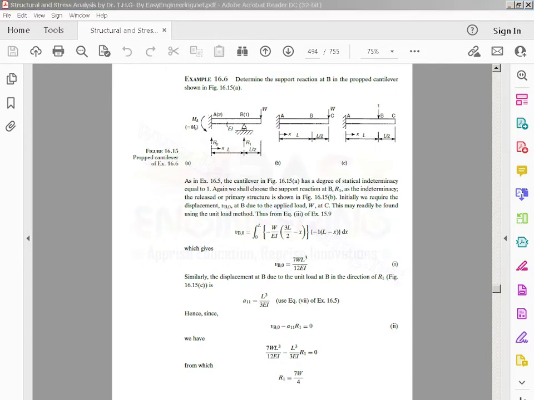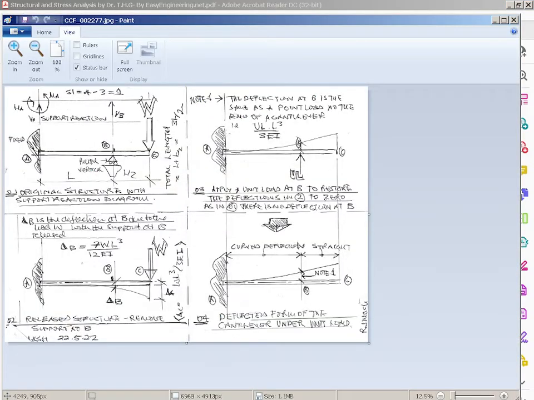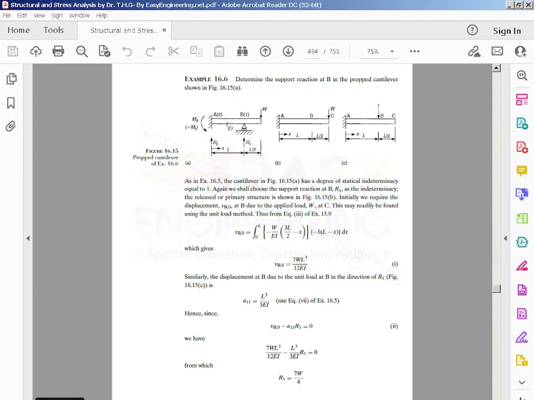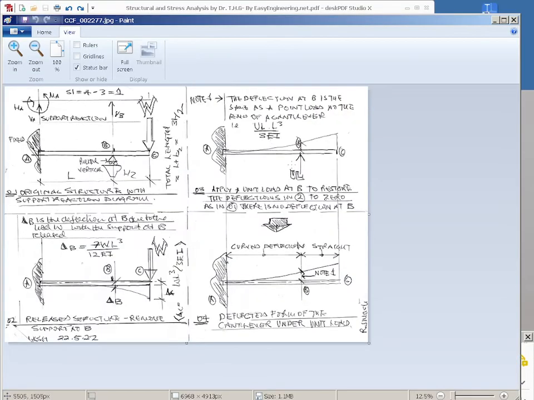So basically, I go back to my diagram, which I tried to draw to show you what I know. In his one, he's applying it downwards, but I think it makes it simpler to understand if you apply it upwards, because the load W makes the beam go down at B. So when you apply the unit load at B, we need to find the deflection per unit load at B.